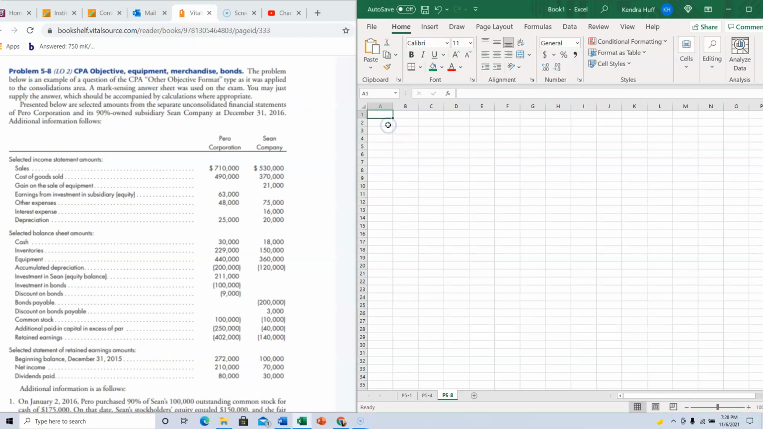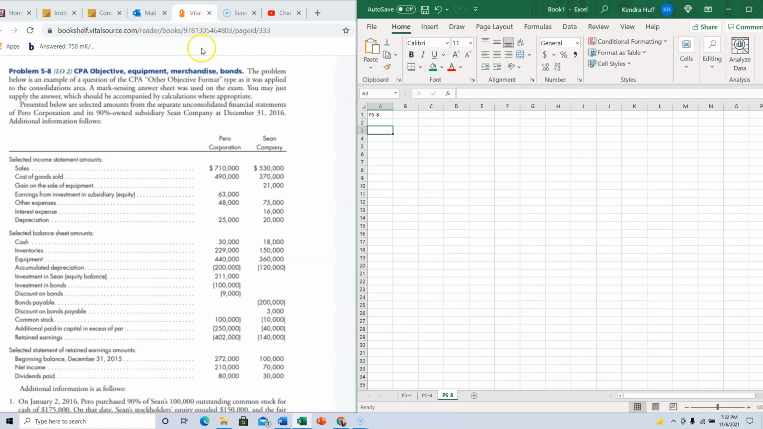Right, this is problem 5-8, and it is something that is similar to what you might see on the CPA exam. So anyway, this problem is a CPA type problem, and it questions your knowledge about elimination entries and consolidated financial statements without you having to do an entire worksheet with eliminations and everything.